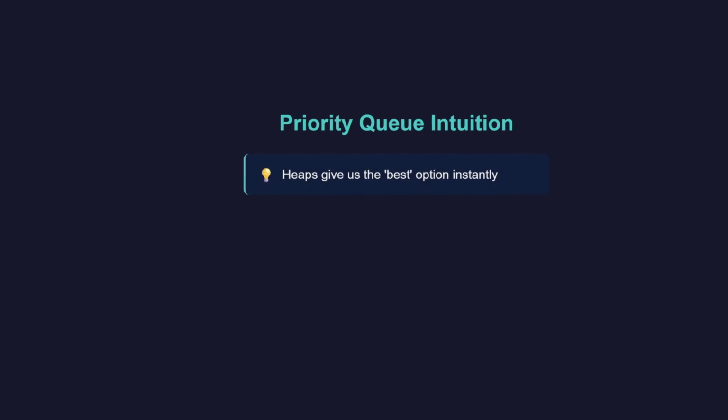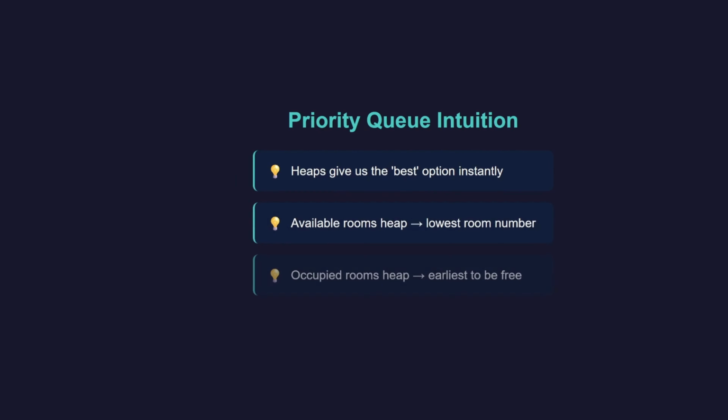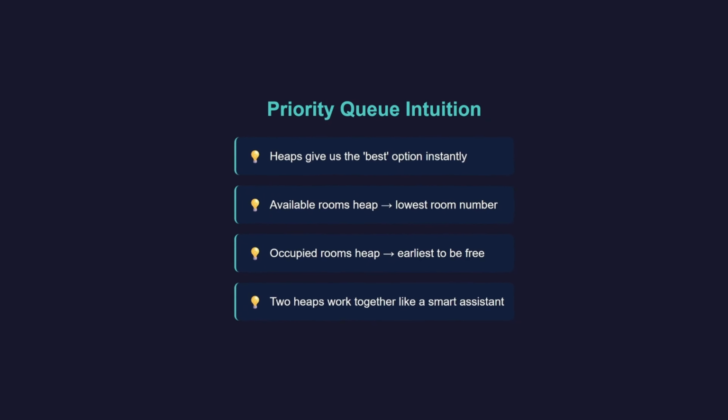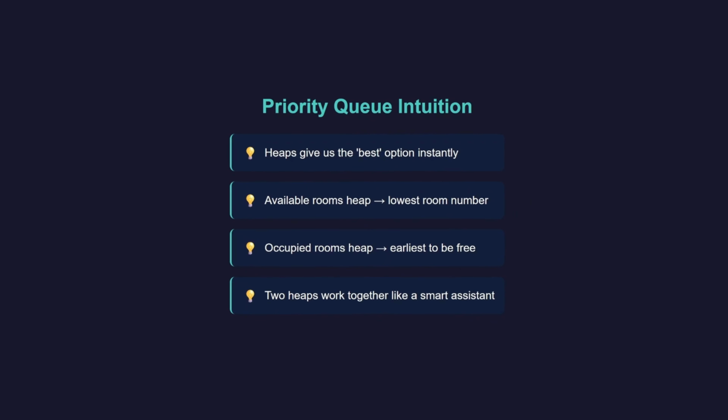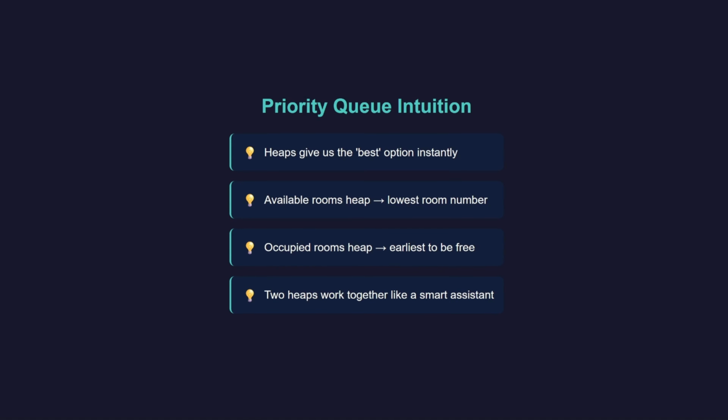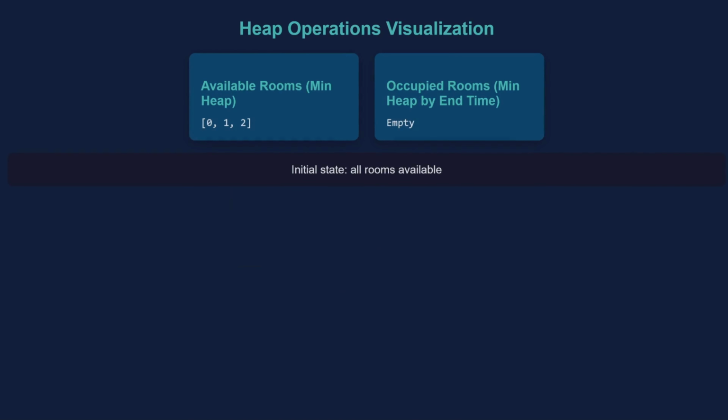Let's build intuition for why heaps are perfect here. Think of heaps as smart assistants that always know the answer to specific questions instantly. The available rooms heap is like an assistant who always knows what's the lowest numbered free room. The occupied rooms heap is like an assistant who always knows which room will be free soonest. Instead of searching through all rooms, we just ask our assistants. Two heaps working together create an elegant system. When a room becomes free, it moves from the occupied heap to the available heap. This is a common pattern in scheduling problems.